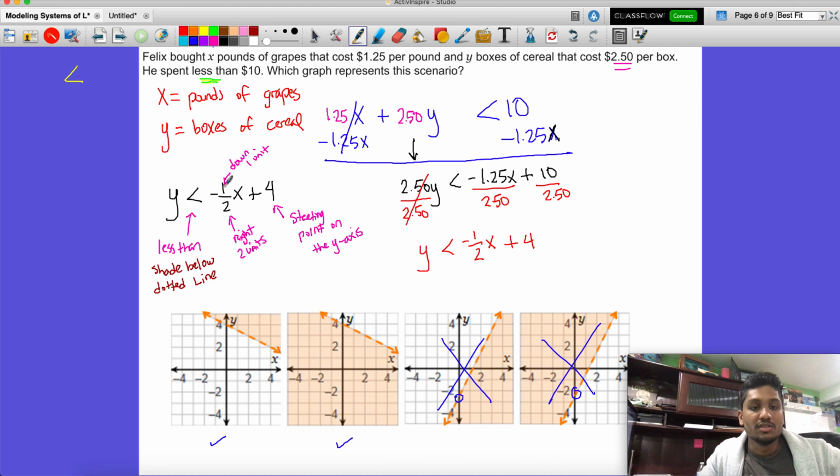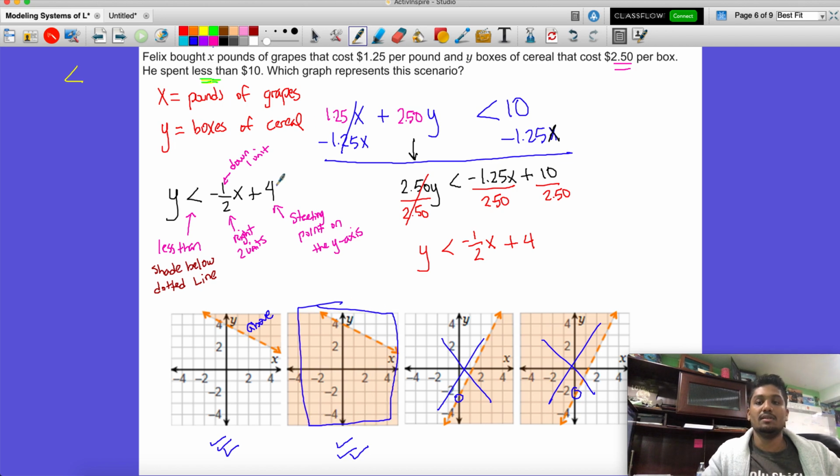All right, does it go down 1, right 2? Down 1, right 2. Good. Down 1, right 2. Okay, good. So this satisfies that one too. So now we have all three of these here. Is it a dotted line? Both of them are dotted lines. Perfect. Okay. Did we shade below? Well, it's going down, and this is actually above. If you're going down, then this would be below. So this is going to be the one that we're going to choose that represents this.